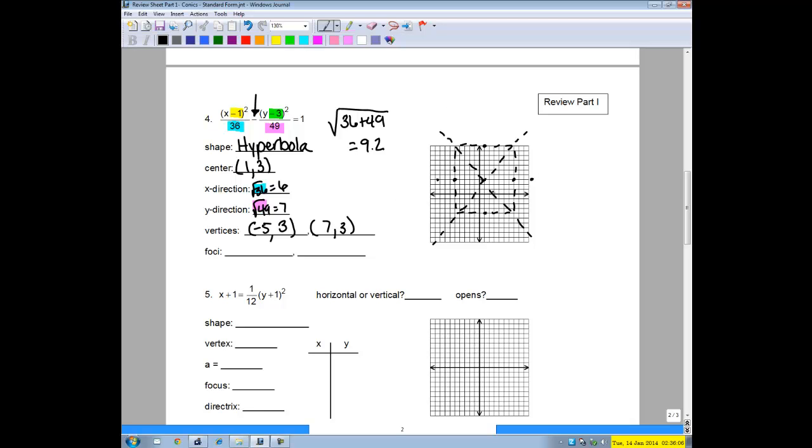9.2. And those are our foci. So this one is at 10.2, 3, and the other one is at negative 8.2, 3. And now we can finally draw our hyperbola, so we will go from the vertices along the lines, but not quite touch them. So there's one. And there's the other.